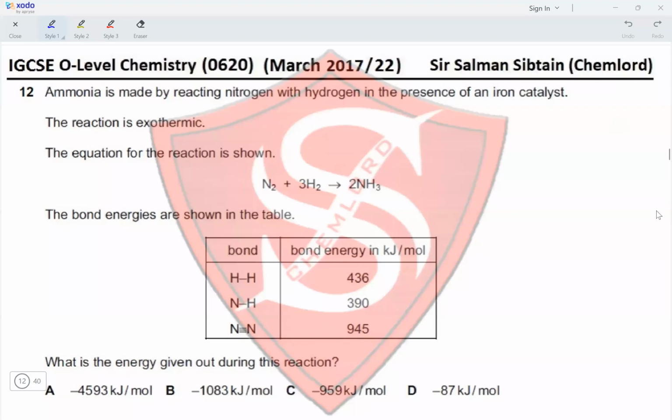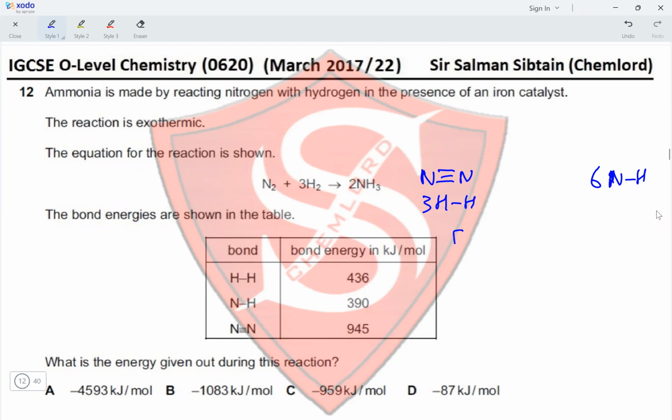Question 12. Ammonia is made by reacting nitrogen with hydrogen in the presence of an iron catalyst. The reaction is exothermic. The equation for the reaction is shown. The bond energies are shown in the table. What is the energy given out during this reaction? So the bonds that are broken are nitrogen-nitrogen triple bond and 3 hydrogen-hydrogen single bonds. And the bonds that are formed are 6 nitrogen-hydrogen single bonds. So bond breaking requires energy. So this would be positive.